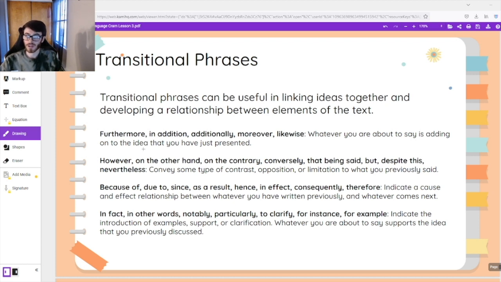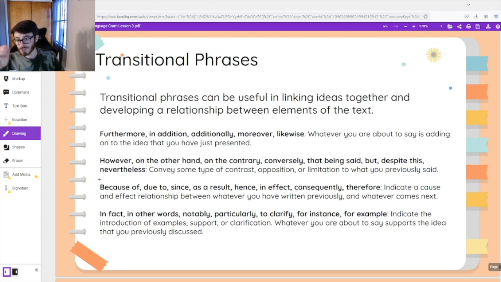However, on the other hand, on the contrary, conversely, that being said, but, despite this, nevertheless: these convey some type of contrast, opposition, or limitation to what you previously said. So you said something, and then what you're about to say complicates that thing, or is different from that thing, or contrasts that thing, or is the opposite of what you just said. Or maybe explains how the same idea could be different in a different situation, something like that.